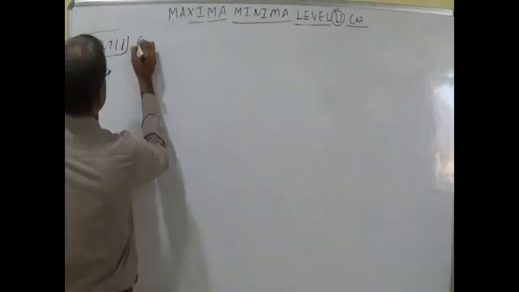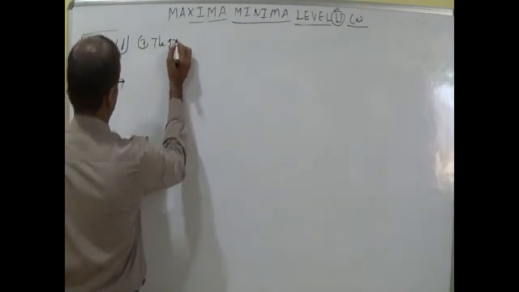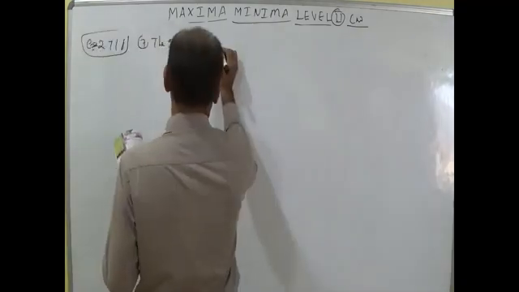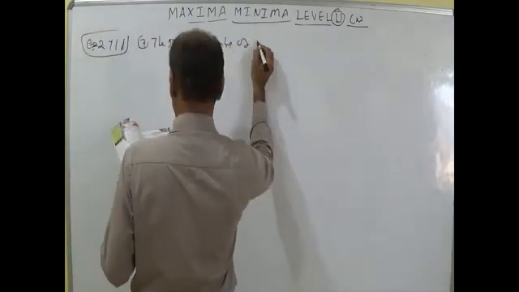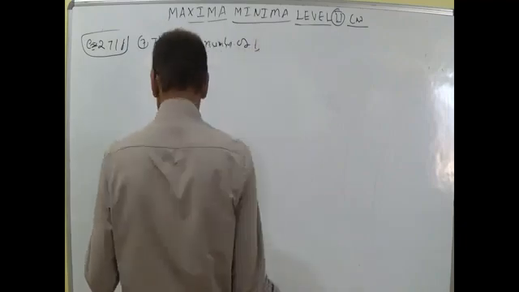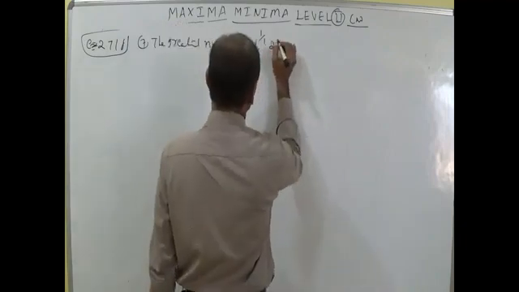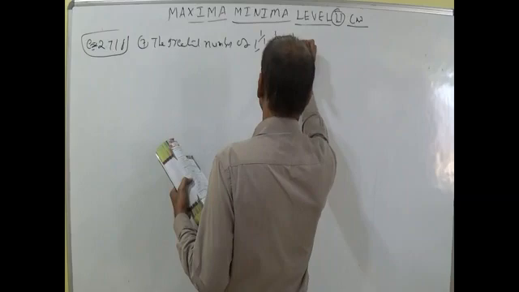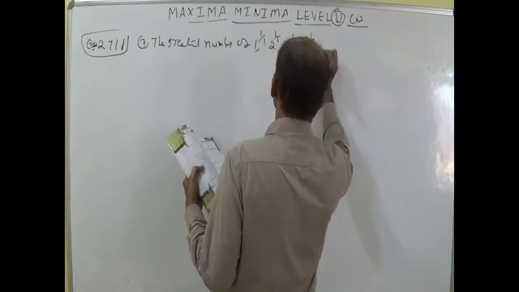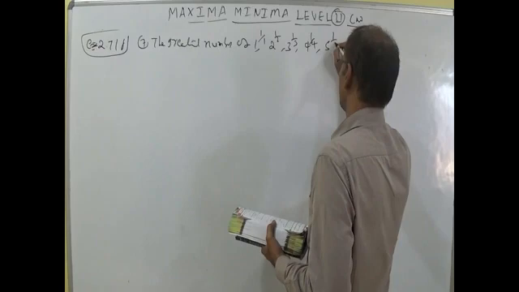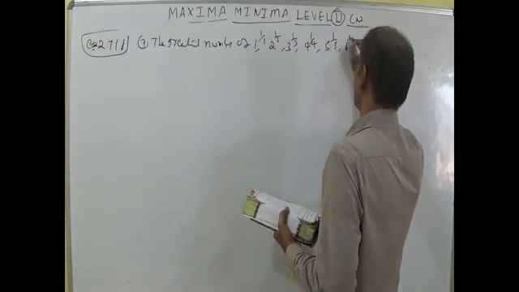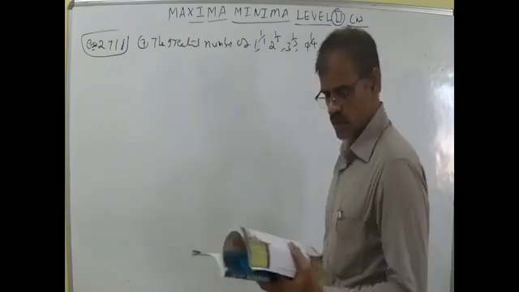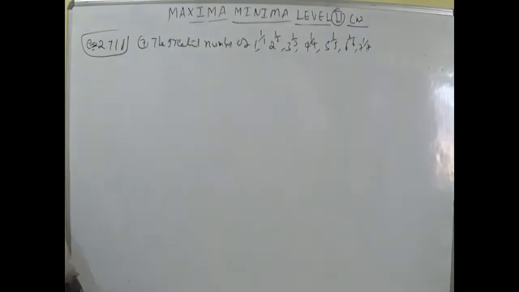The greatest number he is asking. The greatest number of the given numbers. Here 1 means 1 power 1 by 1, students. 1 power 1 by 1, 2 power 1 by 2, 3 power 1 by 3, 4 power 1 by 4, 5 power 1 by 5, 6 power 1 by 6, 7 power 1 by 7. Like that, numbers are given. The greatest number he is asking.